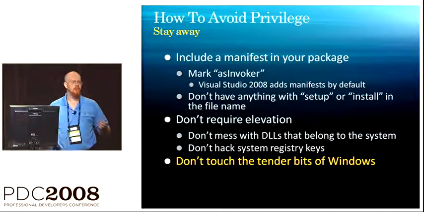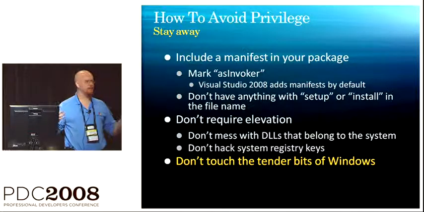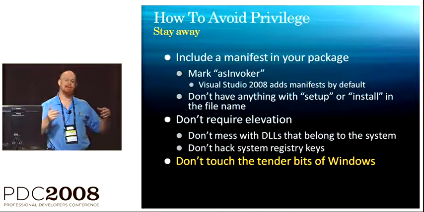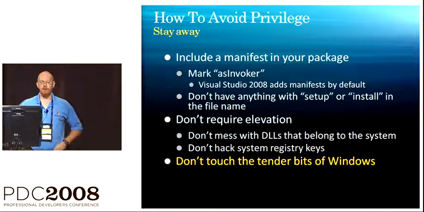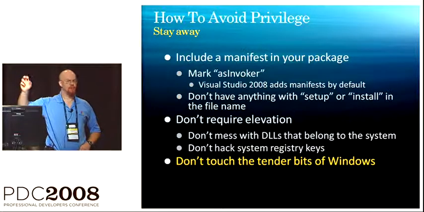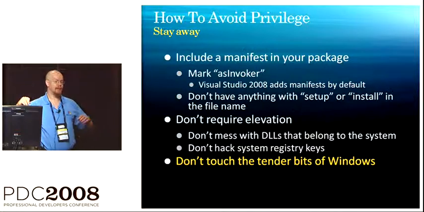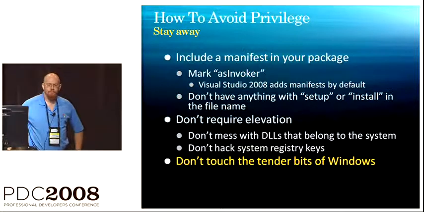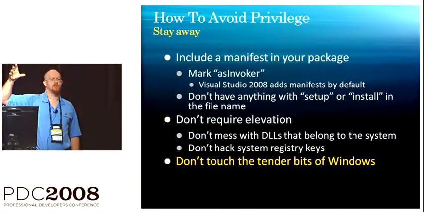Put a manifest on your program. Visual Studio does this by default. And include a marker for how you want it invoked. As invoker basically means if a standard user ran it, then you would like it to run as standard user. You don't put any words like setup or install in your file name. Those will trigger the heuristics that go, oh, you're a legacy installer. I'm going to do some elevation stuff to you. But if you have the manifest marker in there, then the heuristics are turned off.